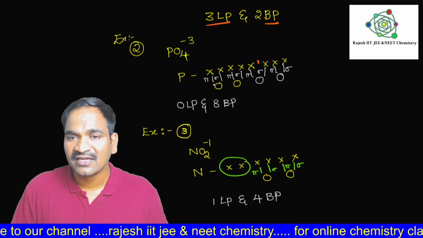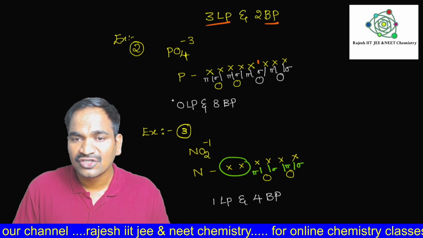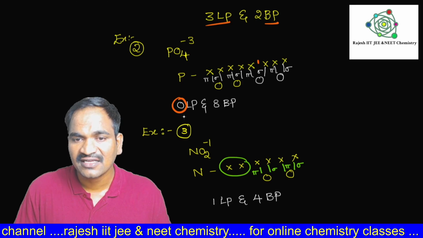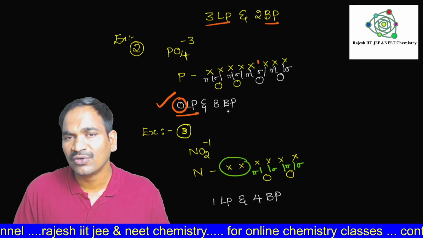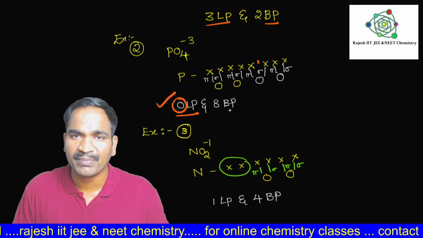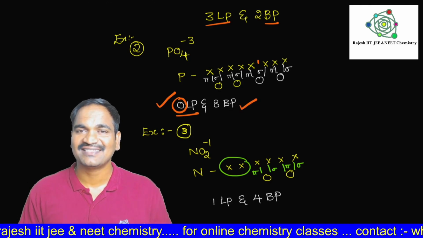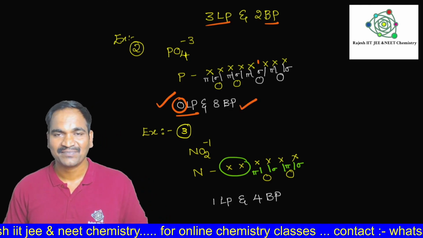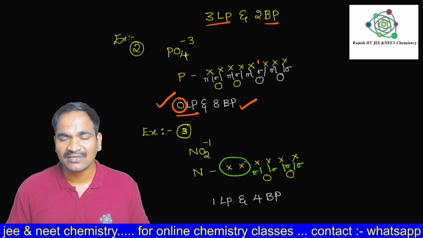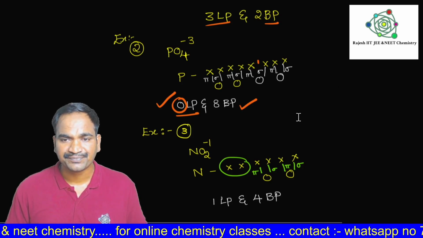So in total, here there are 0 lone pairs. Have you got it? 0 lone pairs. LP means lone pair. And 8 bond pairs. We have to do it like this. Have you got it? Now coming to the next one.